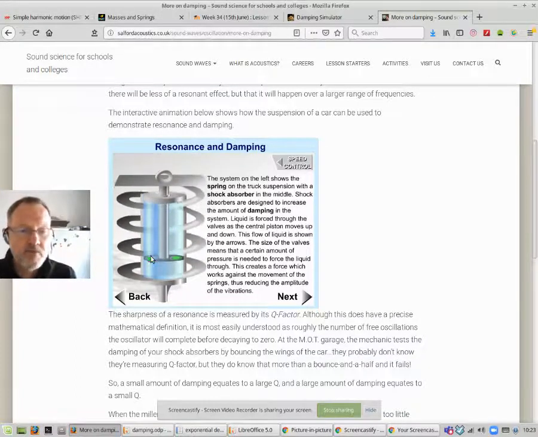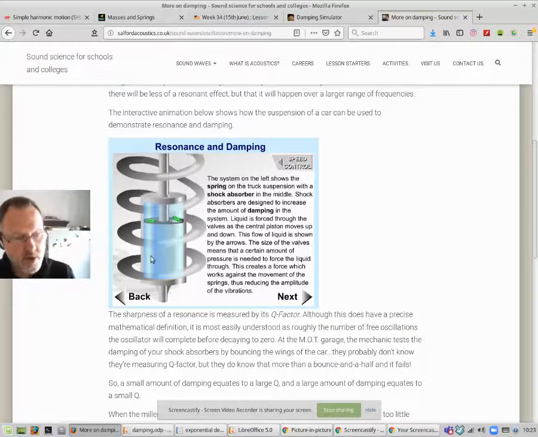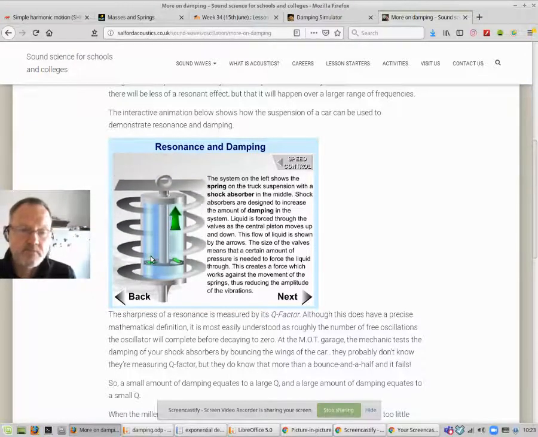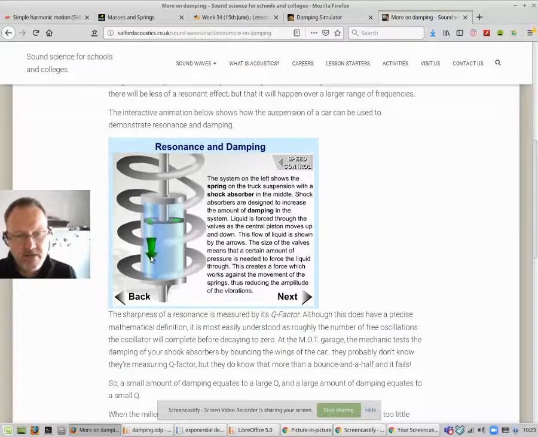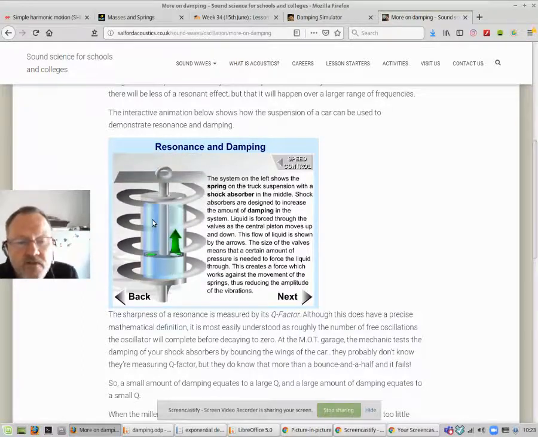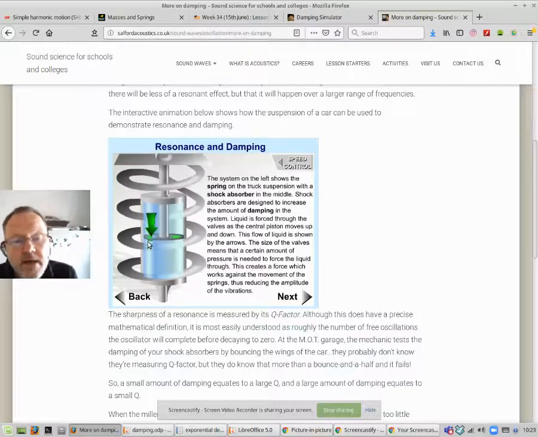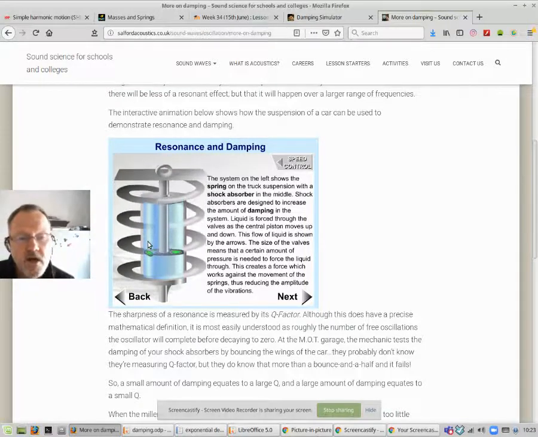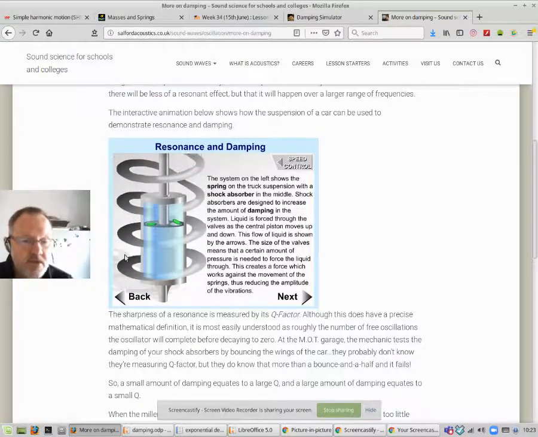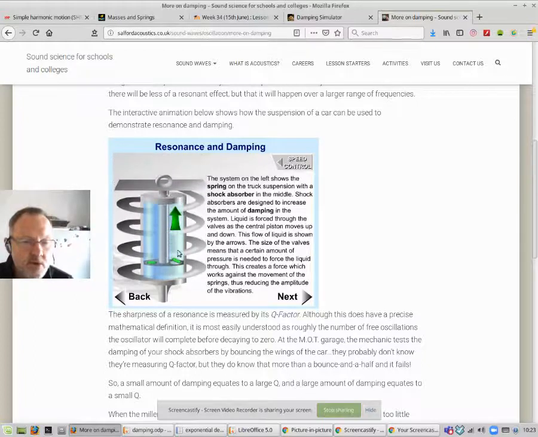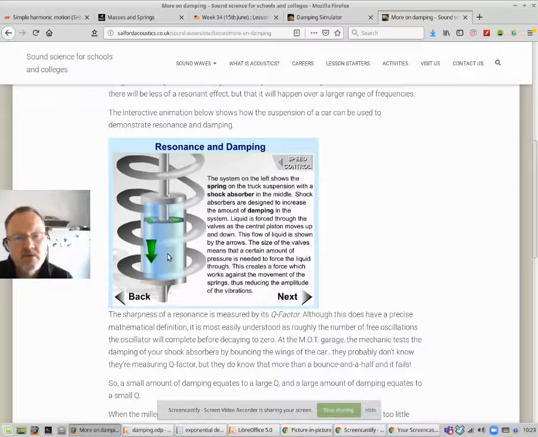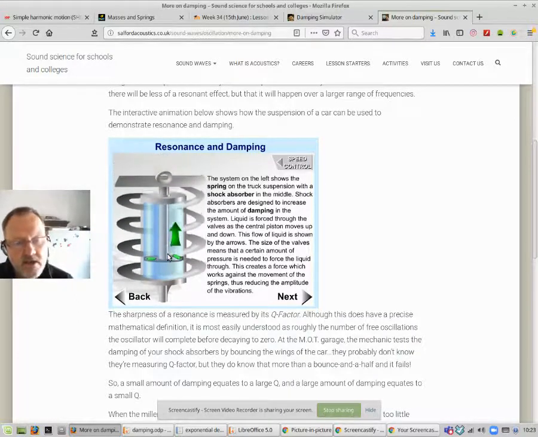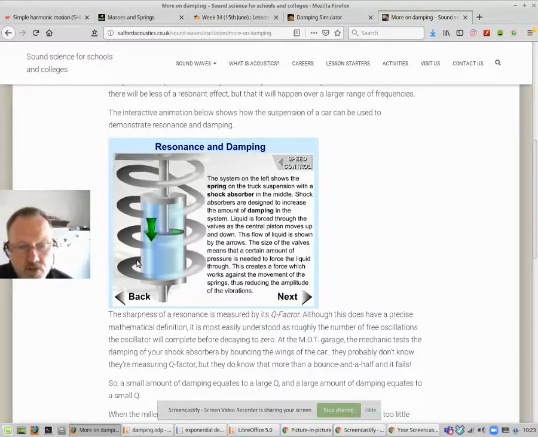But the liquid provides the resistive force. And remember, we were looking at the resistive force much earlier when we were looking at the direction of the arrows. So this is a good example of how you can produce damping in a real mechanical system. And this is quite a simplified model of it, the diagram here. They are sometimes much more sophisticated than that, but this is just one way that you can produce the damping.